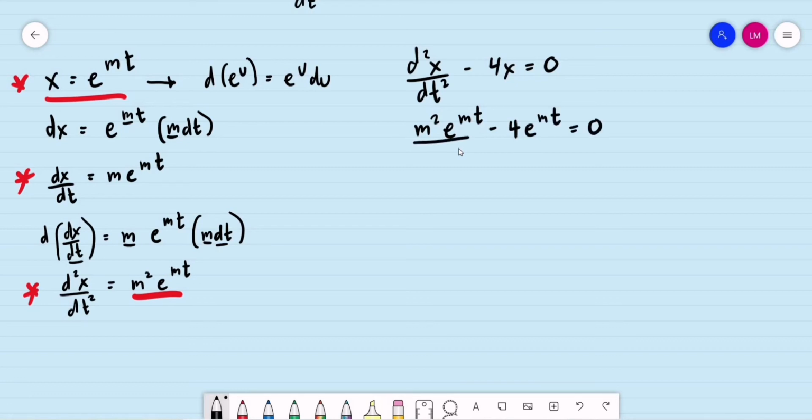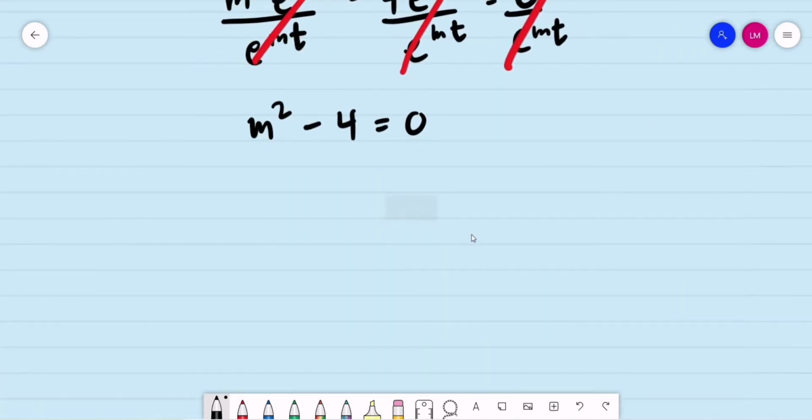So dividing all terms by e raised to mt, we cancel these terms. 0 divided by e raised to mt is the same as 0. So we have our auxiliary equation: m squared minus 4 is simply equal to 0. This will be easy. All we have to do is transpose, so m squared is now equal to 4. Then we take the square root. The square root of 4 is simply equal to positive or negative 2.